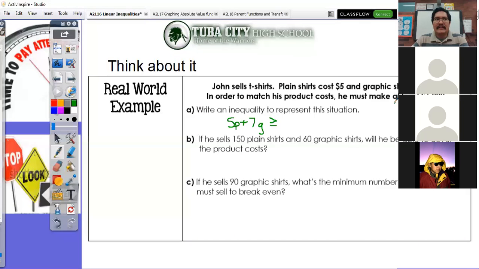So for instance, to get a learner's permit, you must be at least 15 years old, right? You can't get one if you are 14 or 13. At least means that you have to be that age or higher. So that means this side has to be higher. So if we plug in a P and a G so that we get, say, 1,500, in that case, yes, he does make up his cost for the products.